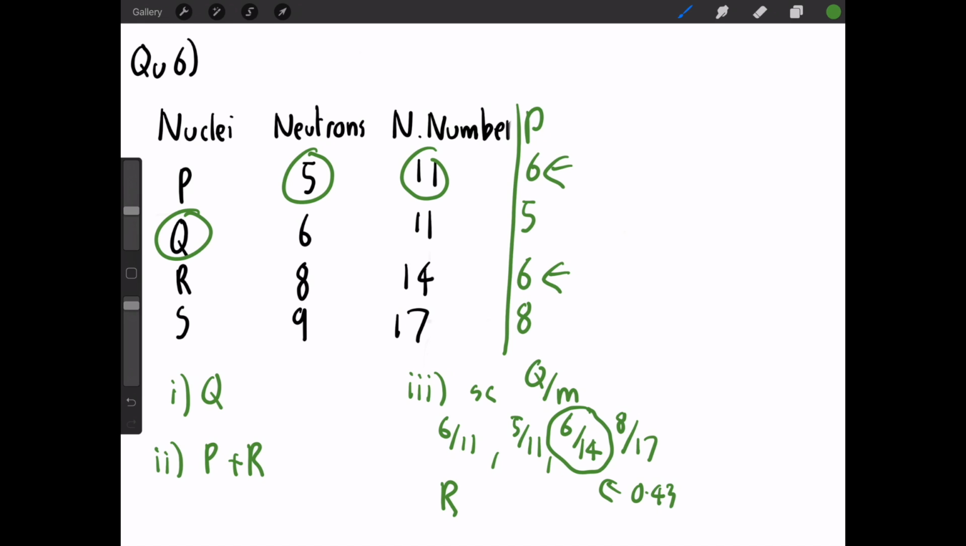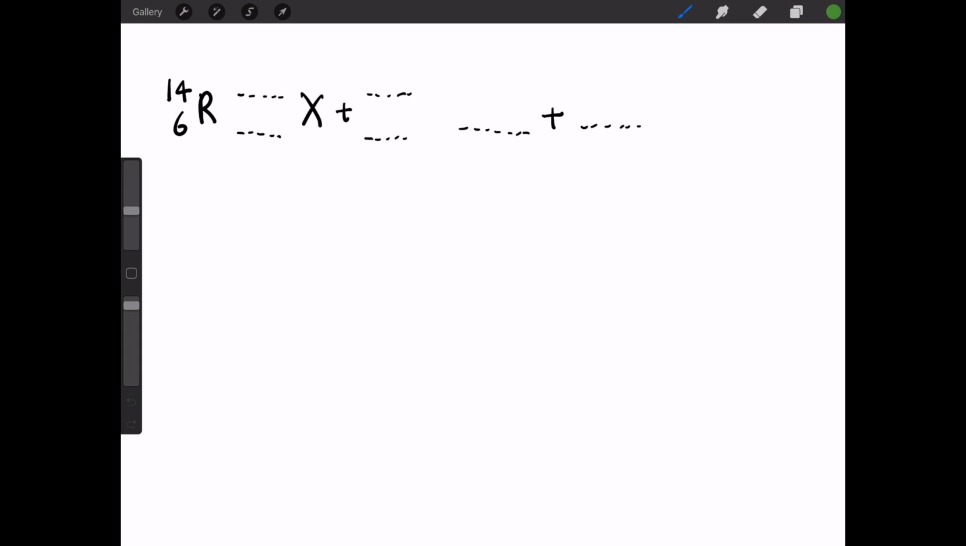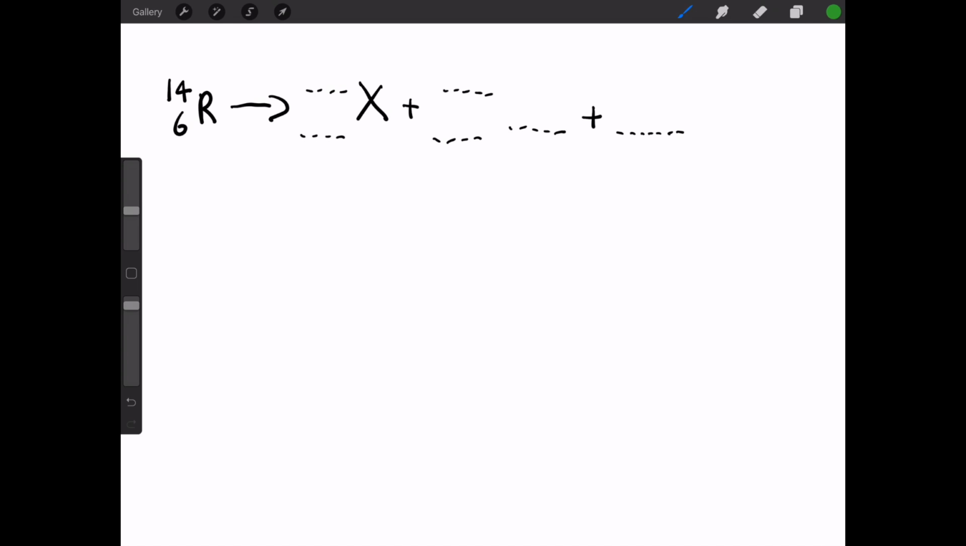Okay, moving on to the next page. Complete the following equation to represent beta minus decay of nucleus R to form nucleus X. So with beta minus decay, we are increasing the proton number by 1. A neutron is turning into a proton, and the nucleon number doesn't change. So the bottom number is going to go up to 7. Top number is going to remain at 14.